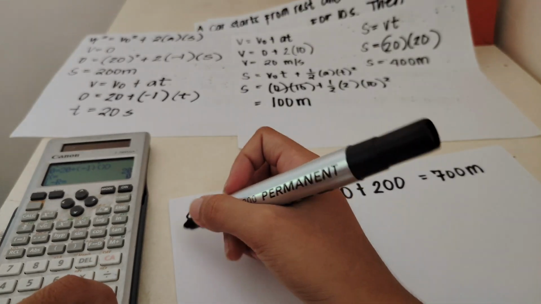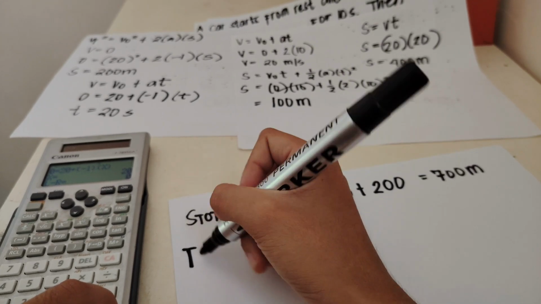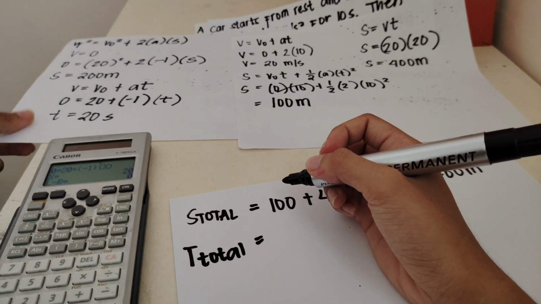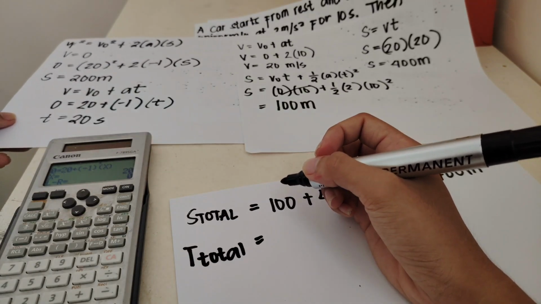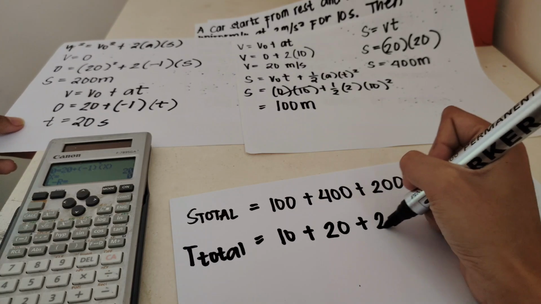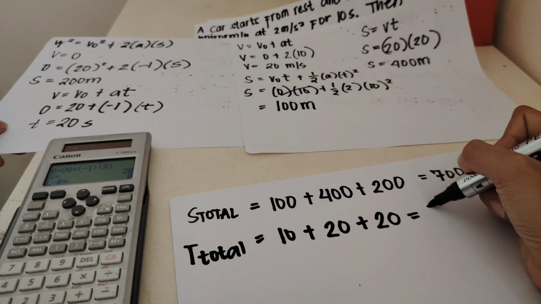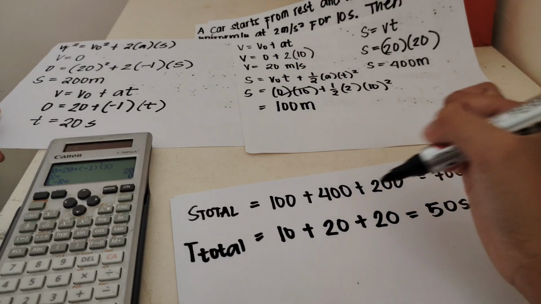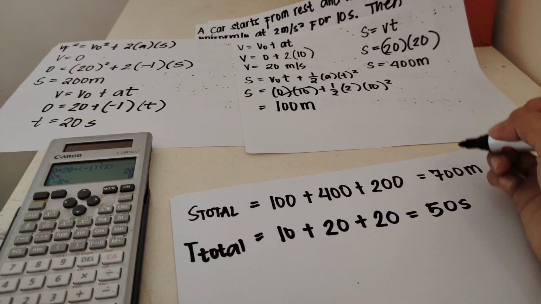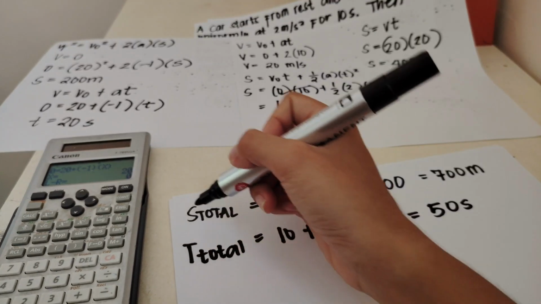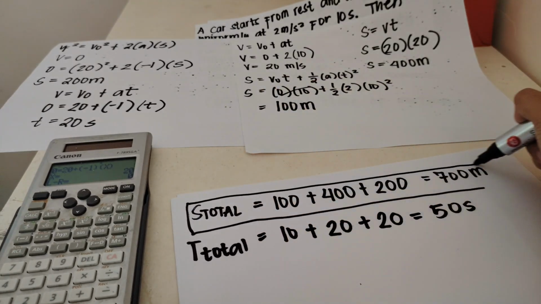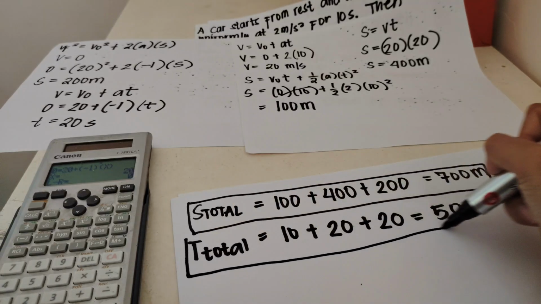And then the total time, we have 10 plus 20 plus 20 is equal to 50 seconds. 10 plus 20 is 30, plus 20 is 50 seconds. So here is the final answer. This is the total distance, and then this is the total time.